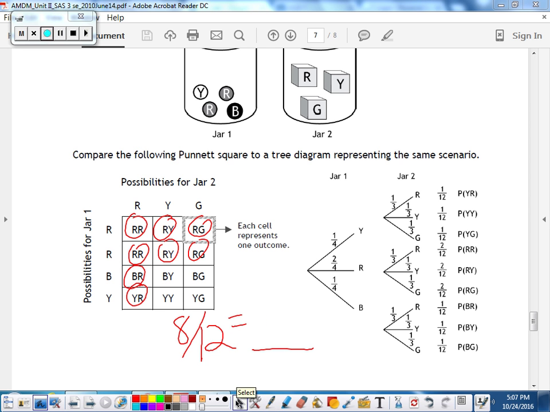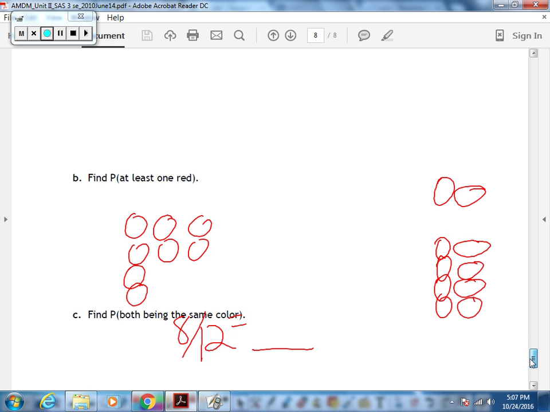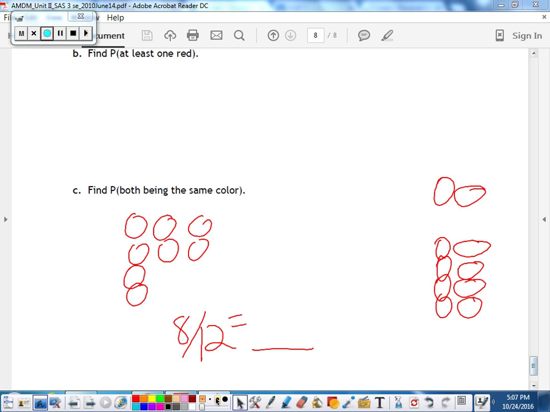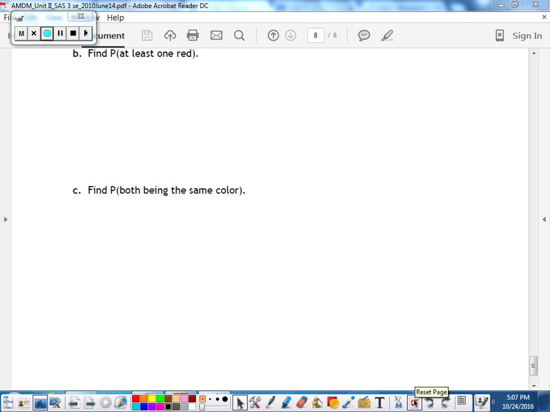And then same thing on the tree. Just go in there and find all the ones that have at least one R and add them together. They're already giving you the fractions, so just work with that. Just add those fractions, and that should give you your answer. And then finally, probability of both being the same color. Same thing, just find all the ones that have the same color, and you should be good.